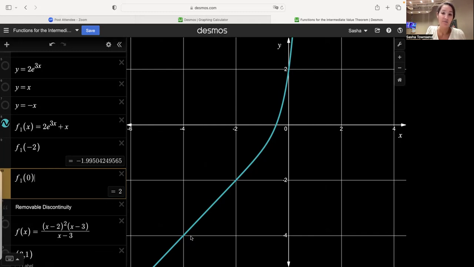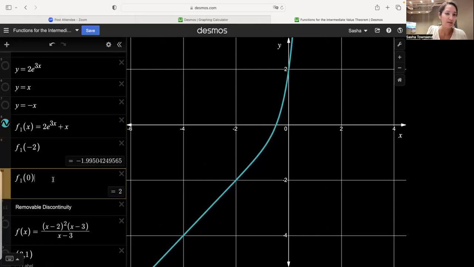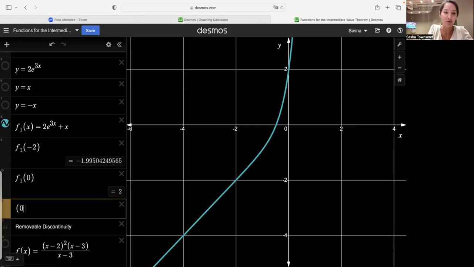Then we're saying if the function is continuous and it goes from this point to that point, then it has to cross the x-axis at some point. And it turns out that it does cross the x-axis at approximately -0.477. Just to illustrate that, let's plot those 2 points.